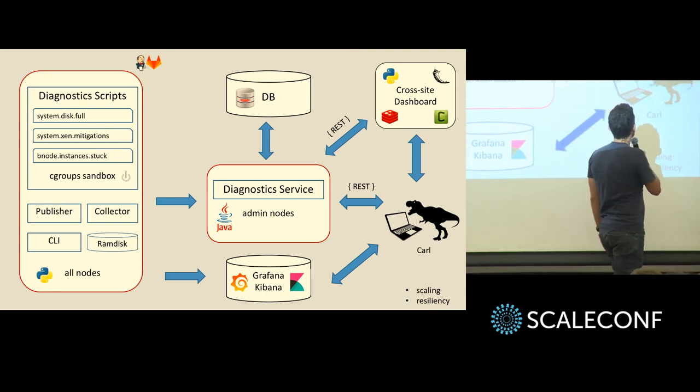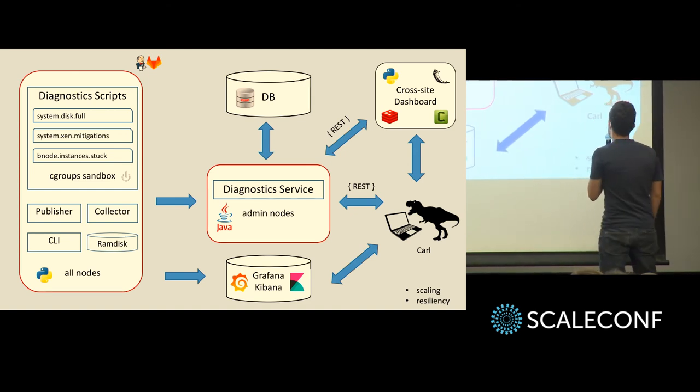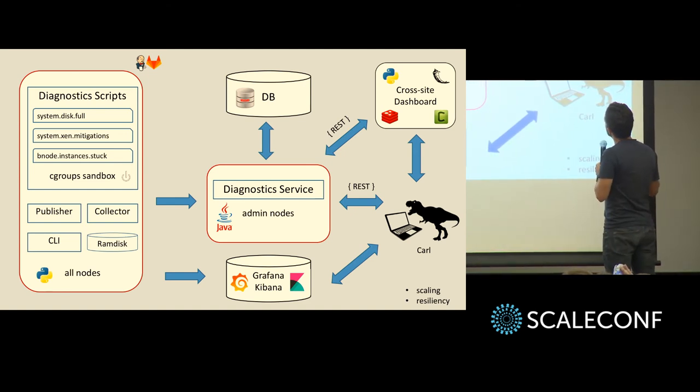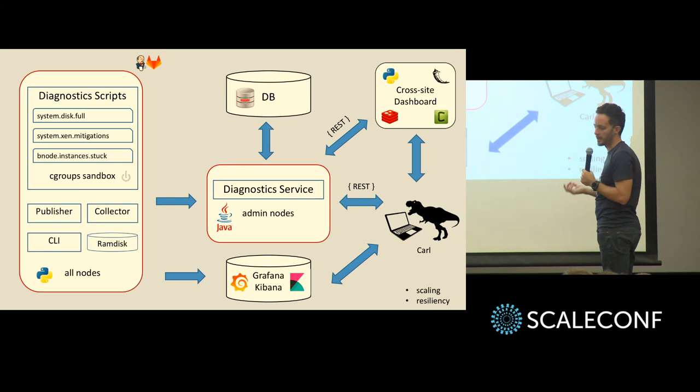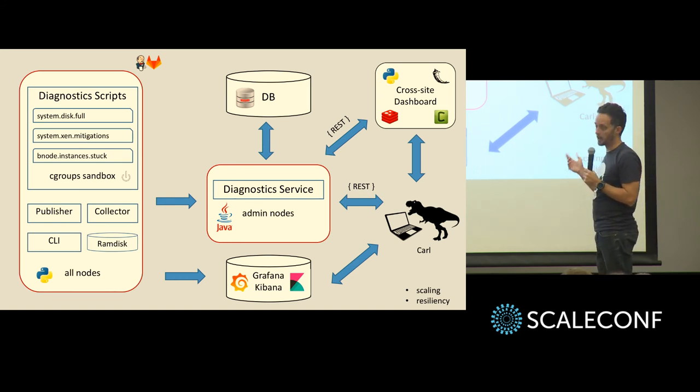So, I guess to the REST API then. Carl here, our Tyrannosaurus Rex developer, has been using his laptop to communicate with the diagnostic service using our REST API. We have a little Python client. I'll show you an example of the CLI that you can use to look up the latest results of the diagnostics, which we store in the database.